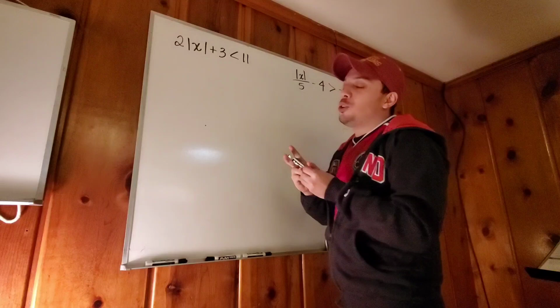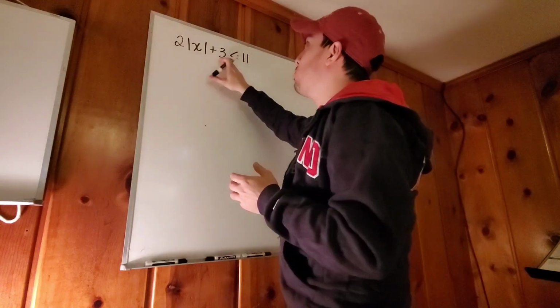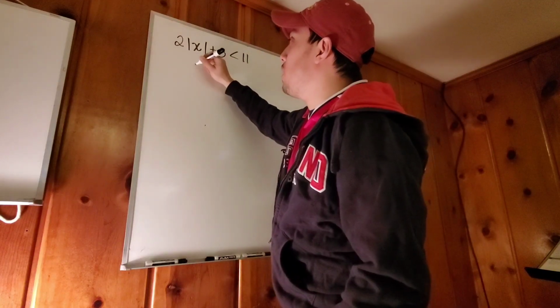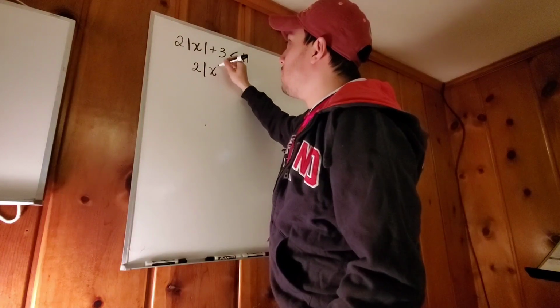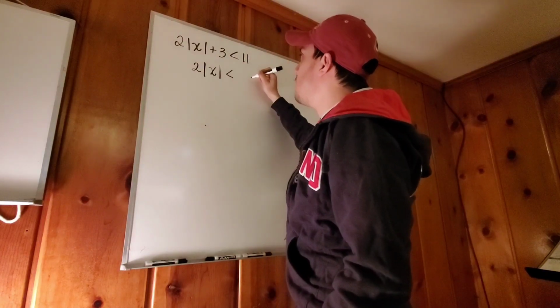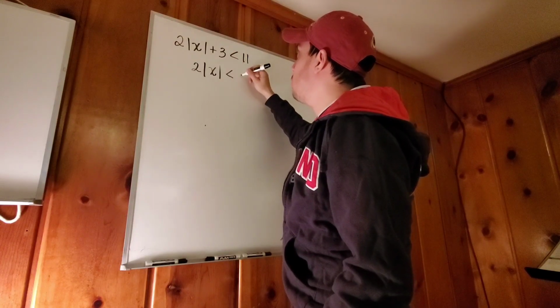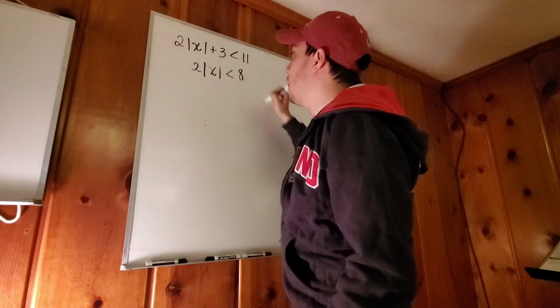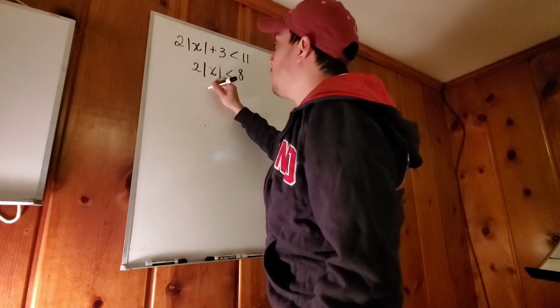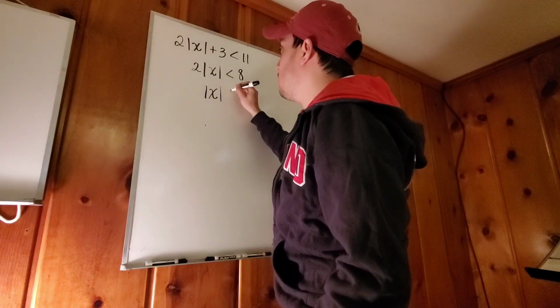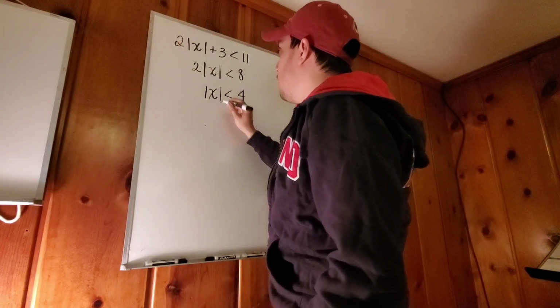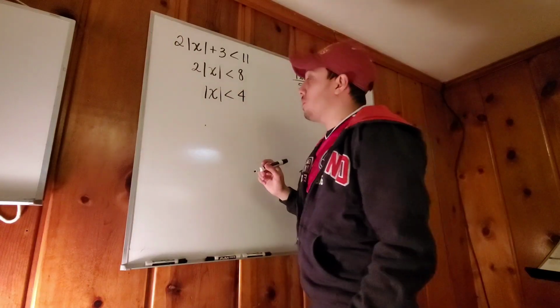So how you're going to solve it is pretty easy. You're going to subtract 3 on both sides, so it's going to become 2 absolute value of x less than, if you subtract 3 from 11, you're going to get an 8. And then you're going to divide by 2 on both sides, and you get absolute value of x less than 4.